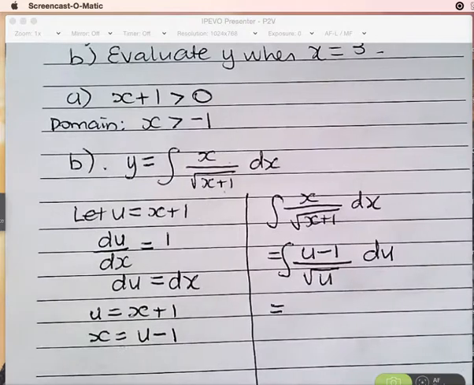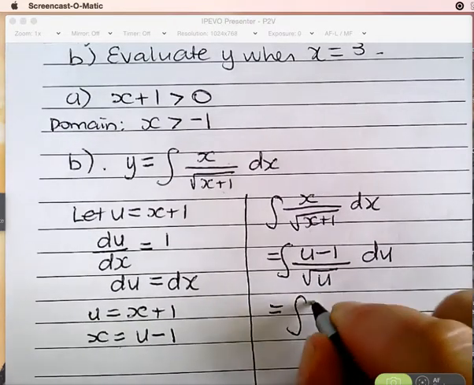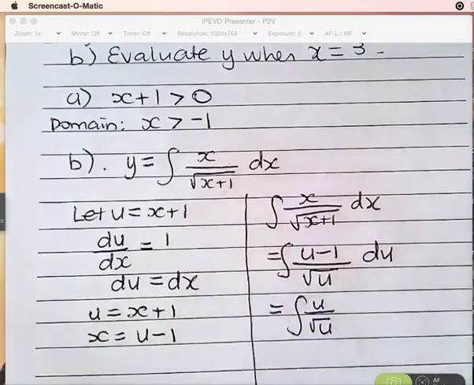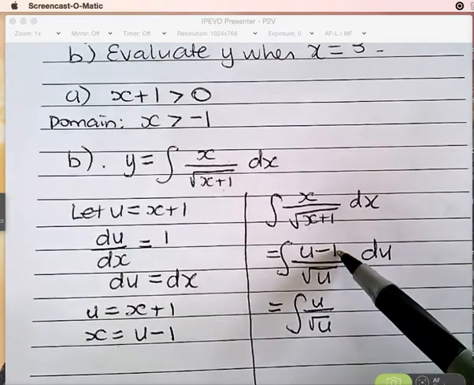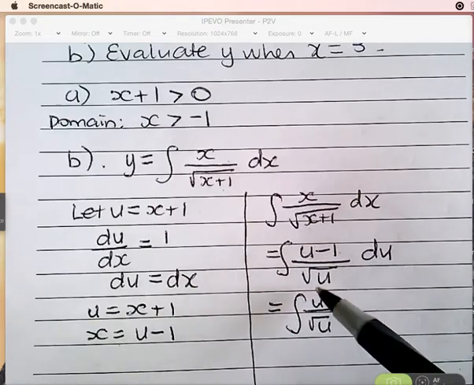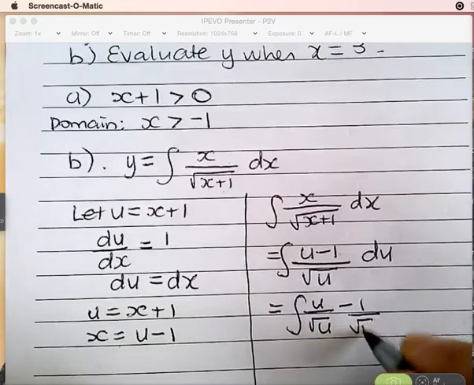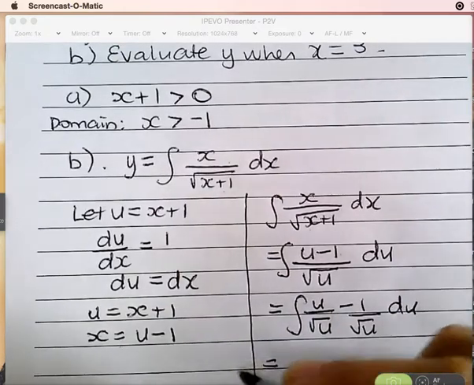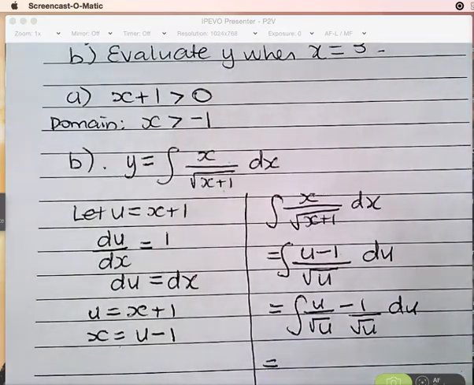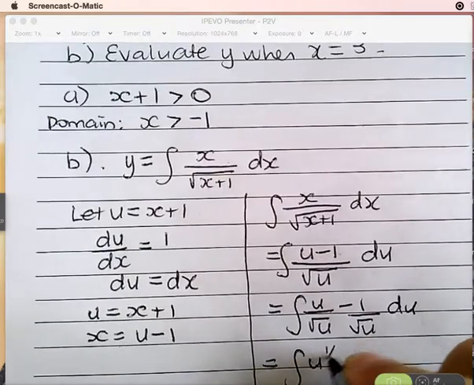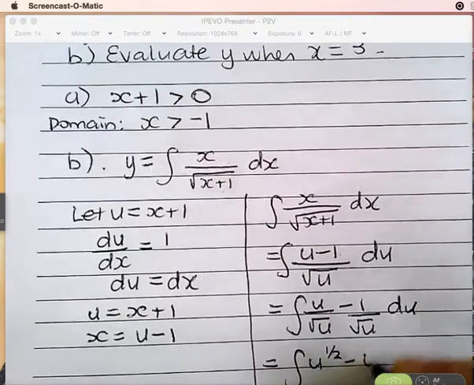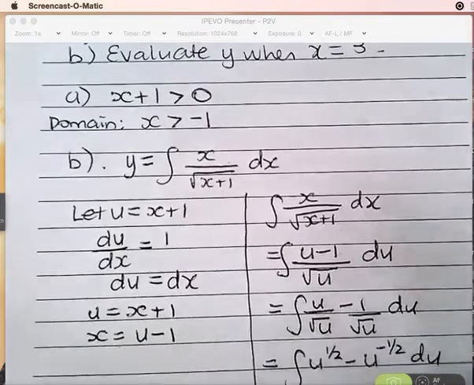Before I integrate this, we do not integrate. You separate them. Each of these terms on the numerator is over root u, so it's u over root u minus 1 over root u. Now, u to the half minus u to the negative a half du.